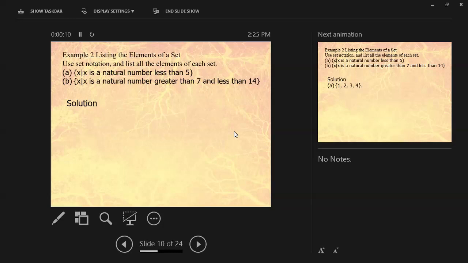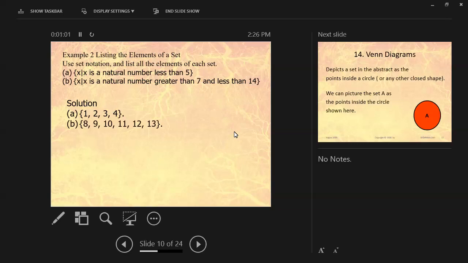Use set notation. All elements in set X such that X is a natural number less than 5. Okay, so we want to use set notation to list the elements. Natural numbers, what kind of numbers are they? Counting numbers. Counting numbers less than 5. So that would be 1, 2, 3, 4. Good. All elements in set X such that X is a natural number greater than 7 and less than 14. Natural numbers: 8, 9, 10, 11, 12, 13. Good.